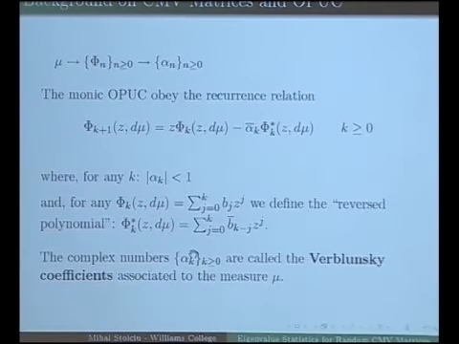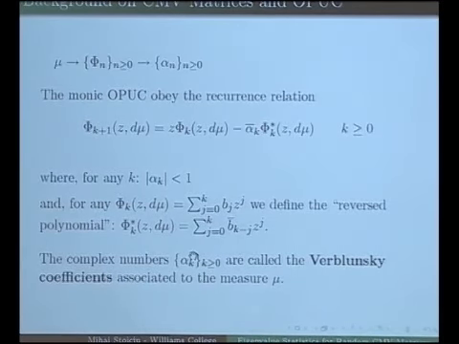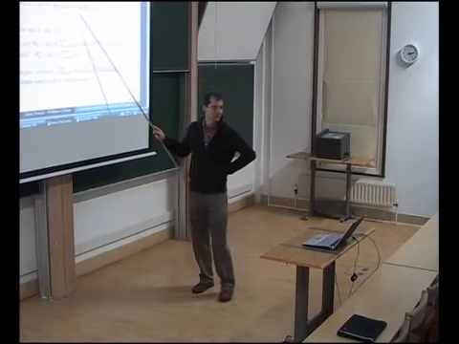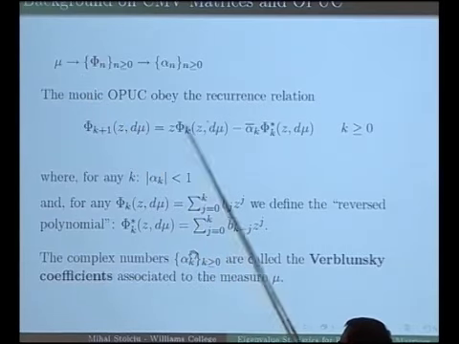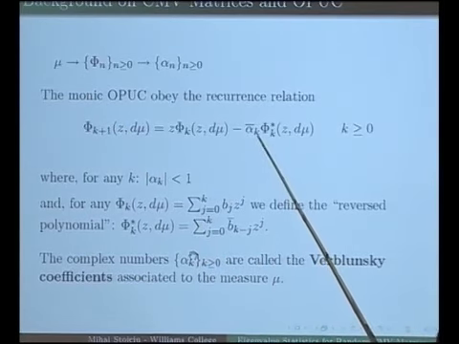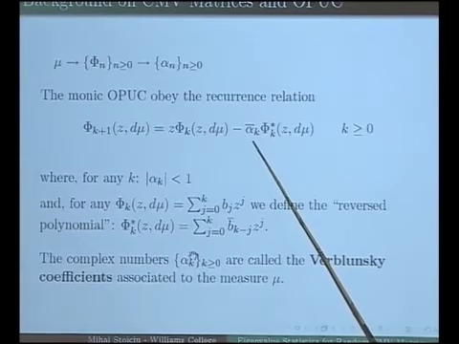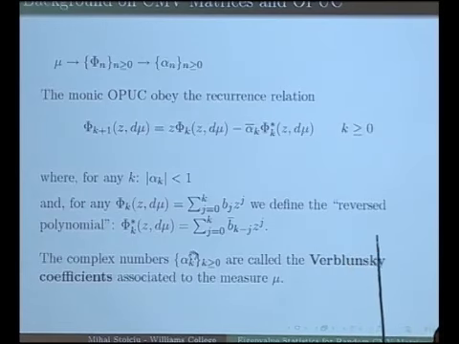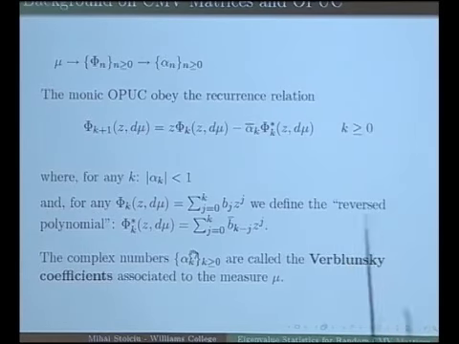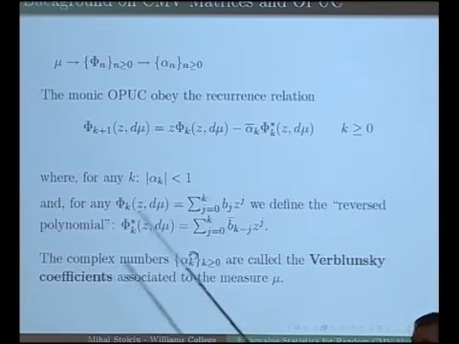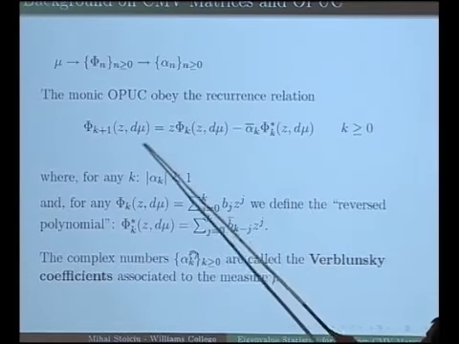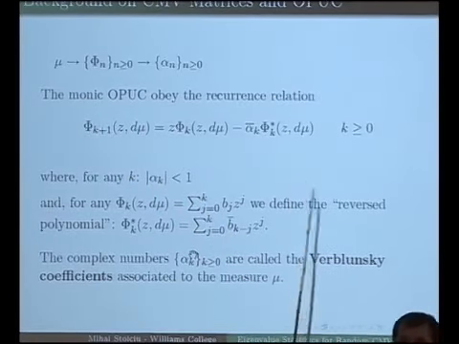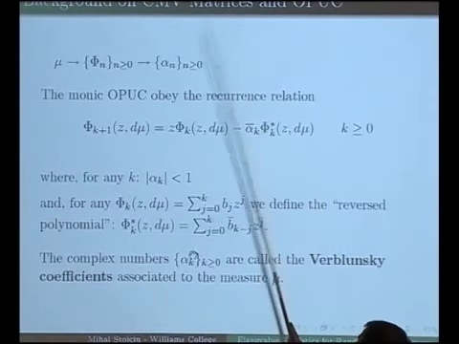As we said, these coefficients are called the Verblunsky coefficients associated to the measure mu. But why is it important that the absolute value of alpha k is smaller than 1? This is a theorem which says that, in this recurrence relation, these numbers must have modulus smaller than 1. What happens if you take the modulus bigger than 1? You can also construct some polynomials by definition, but those are not orthogonal polynomials for a measure.